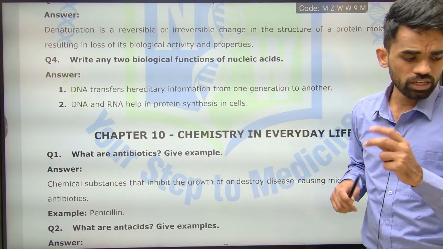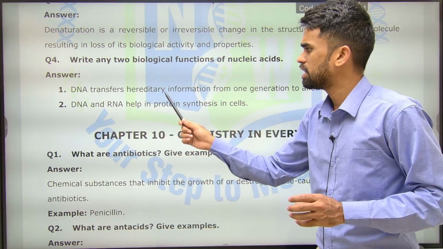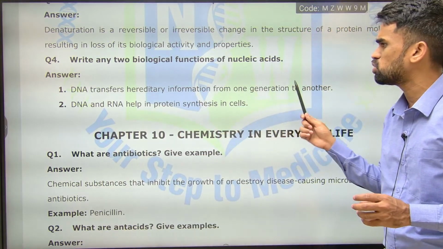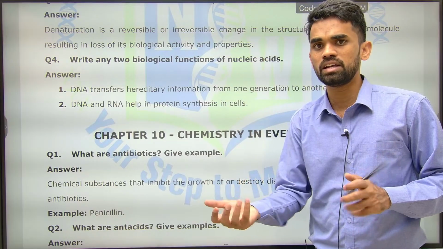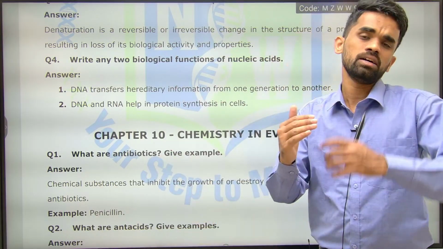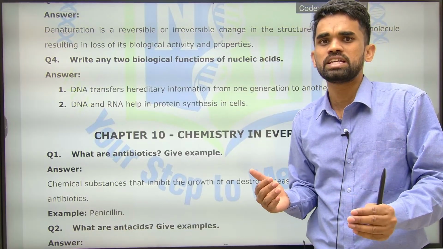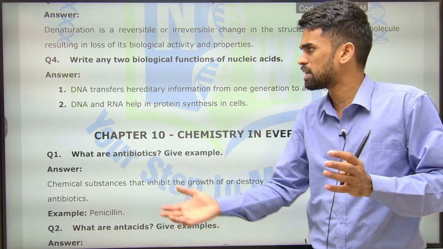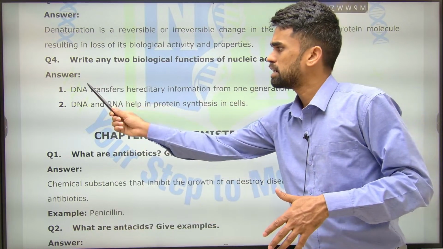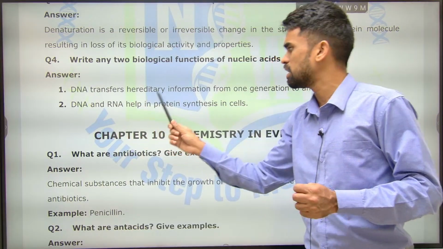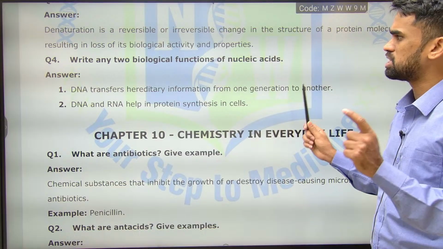Here, DNA transfers heredity information from one generation to another generation. We call it heredity. It comes from grandparents to parents, parents to their children, and again to their children, like that. That is what we consider heredity. So DNA transfers hereditary information from one generation to another generation. This is one of the functions.